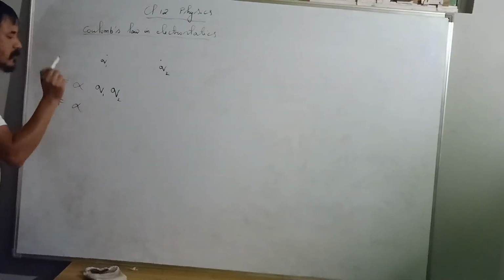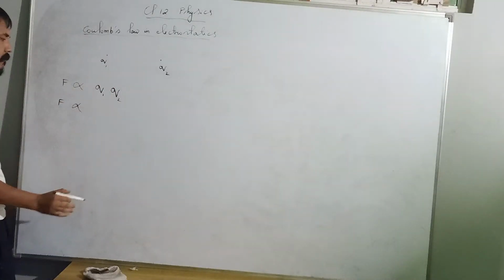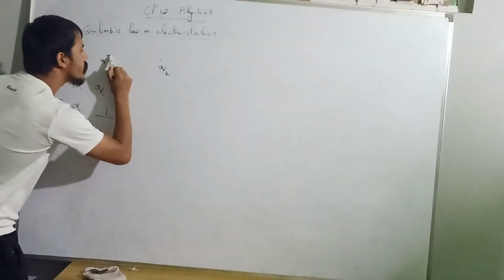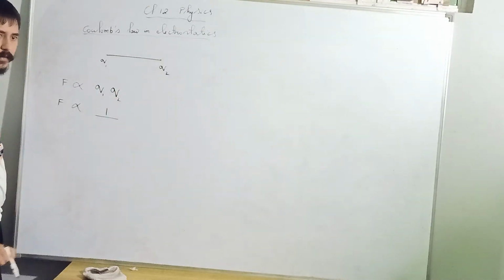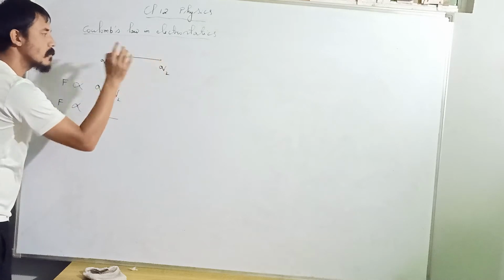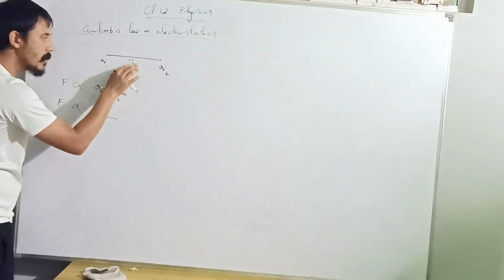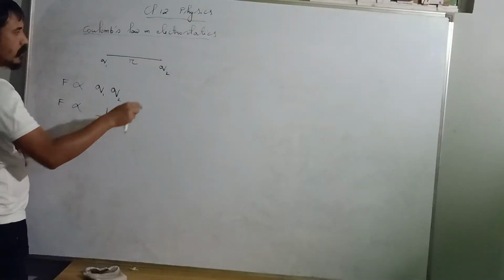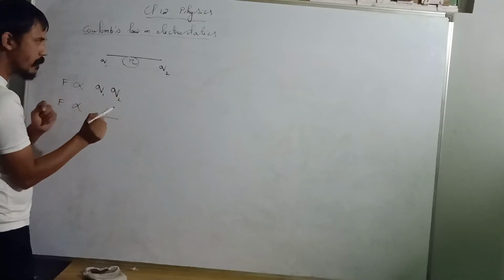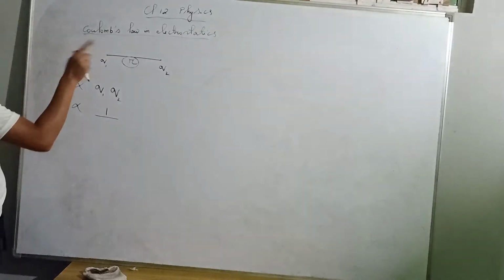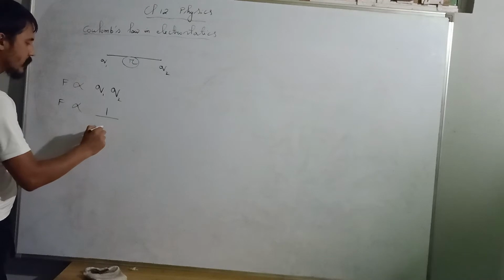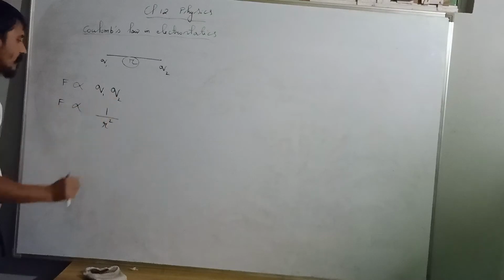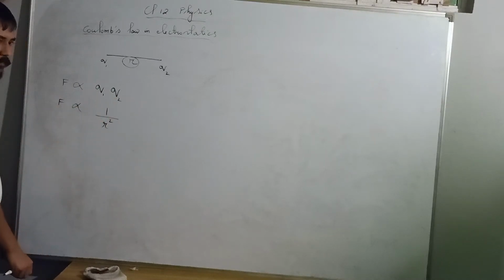It is also found that this force is inversely proportional to the square of the distance joining them. Suppose the distance between the two charges is R. R is the distance of separation of the two charges. So the force of attraction or repulsion is inversely proportional to the square of the distance between the charges. This law is known as the inverse square law.